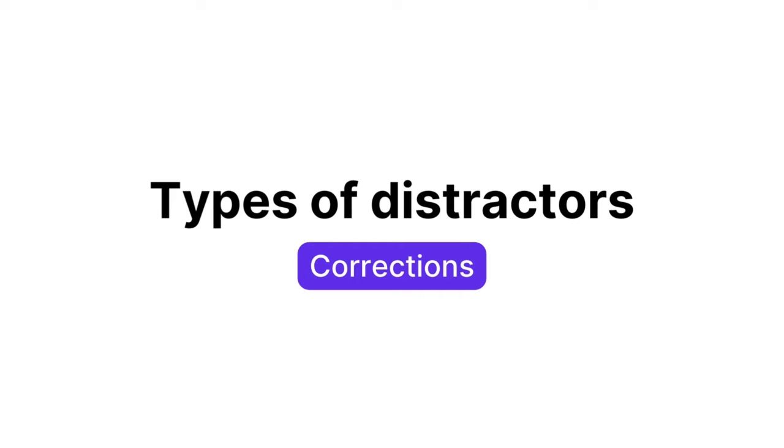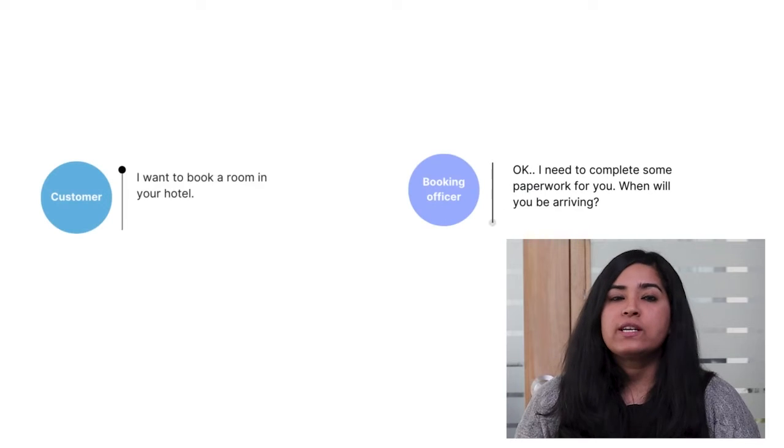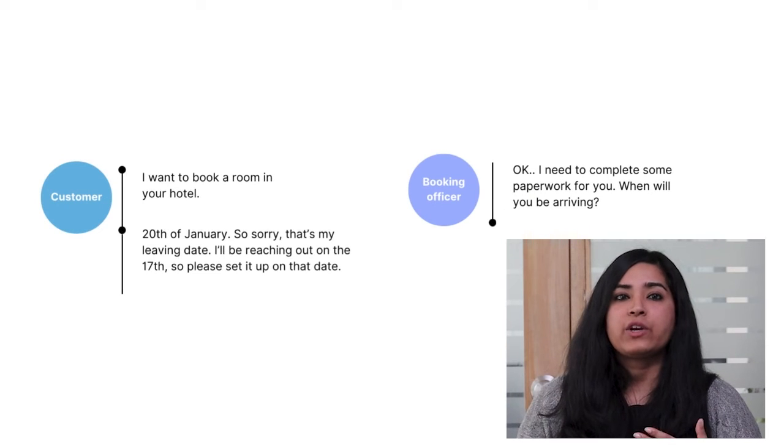The next distractor: corrections. What happens here is that the wrong answer is given first, followed by the right answer. This means you can't predict the order in which the answer and the distractor would come. Here, the examiner is testing whether you understand the content and context rather than writing down the first answer you hear.